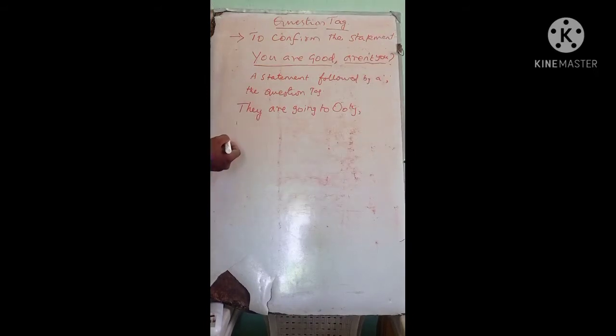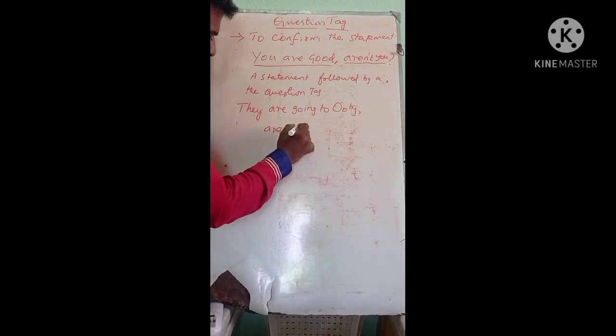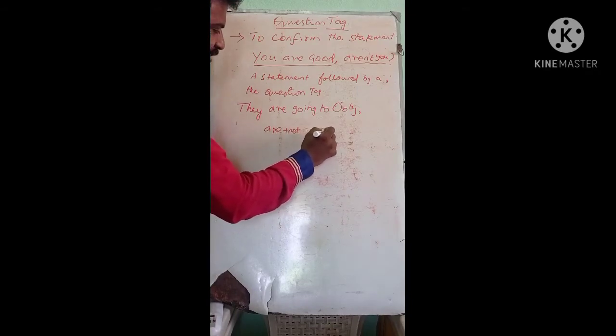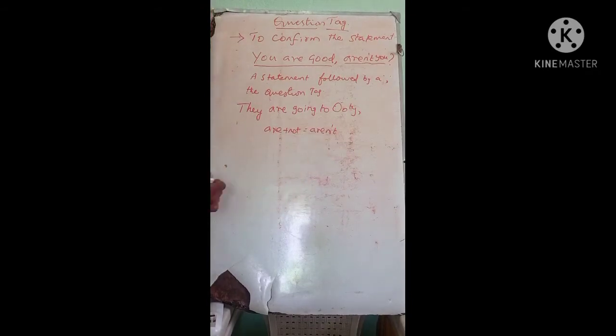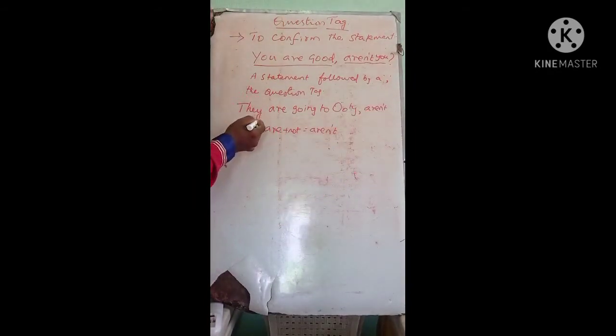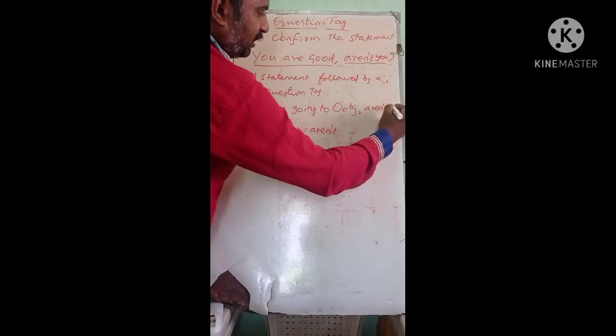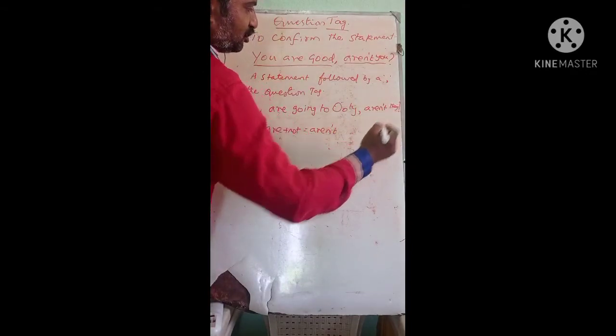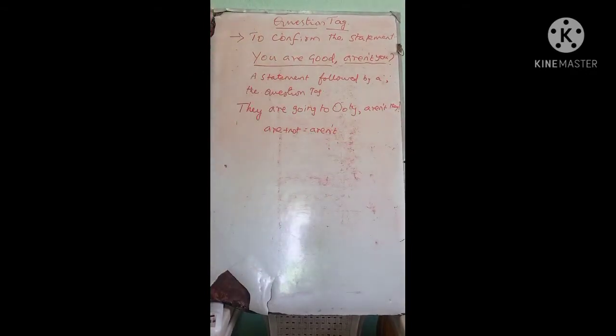How do we add a negative? Not should be added with the auxiliary. So are plus not, we can write aren't, and already there is a pronoun: aren't they, then the question mark. This is the structure of a question tag. Clear? This is the structure of a question tag. Let me teach one by one. How do we write a question tag?